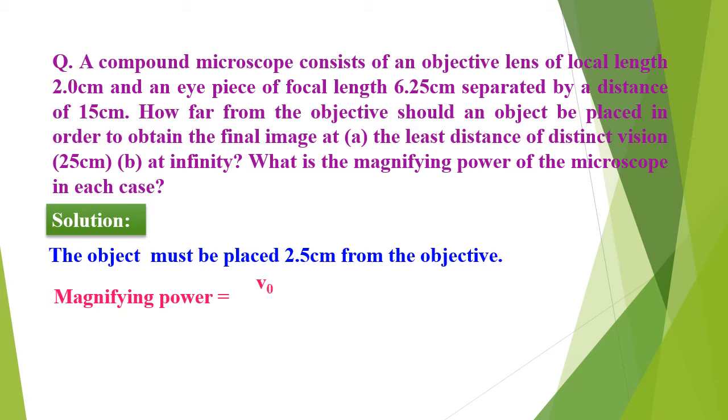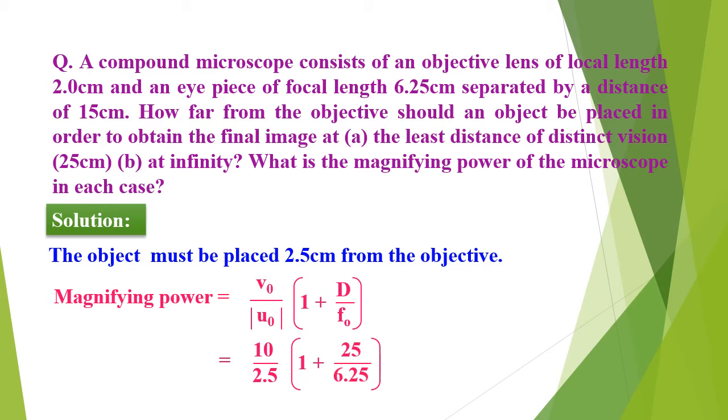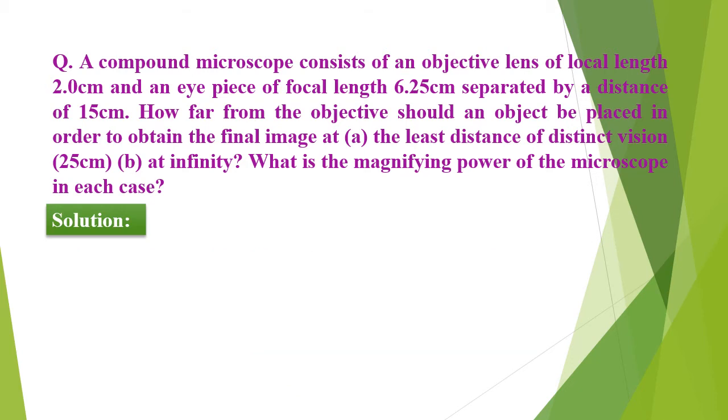Magnifying power, objective lens related image distance divided by object distance from objective multiplied by 1 plus D, least distance of distinct vision, divided by eyepiece focal length. This gives rise to 10 by 2.5 multiplied by 1 plus 25 divided by 6.25. By simplifying, you are getting this answer as 20.